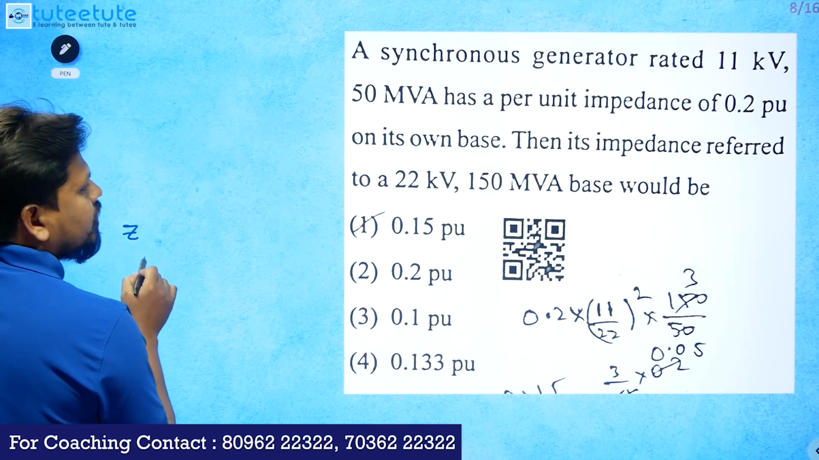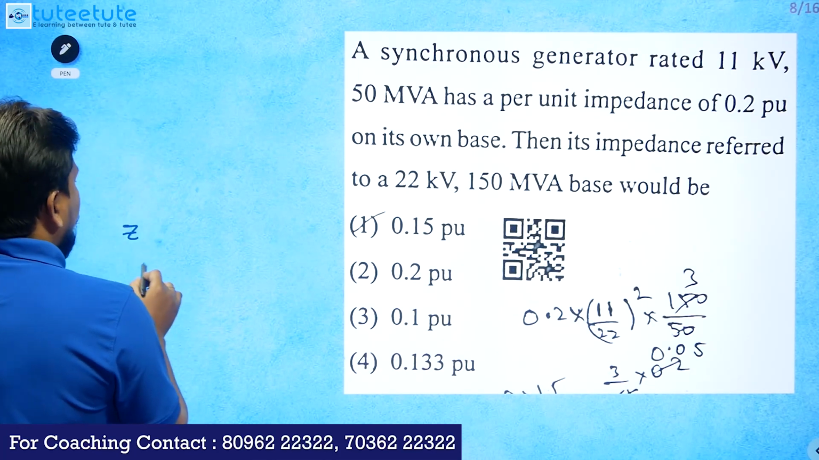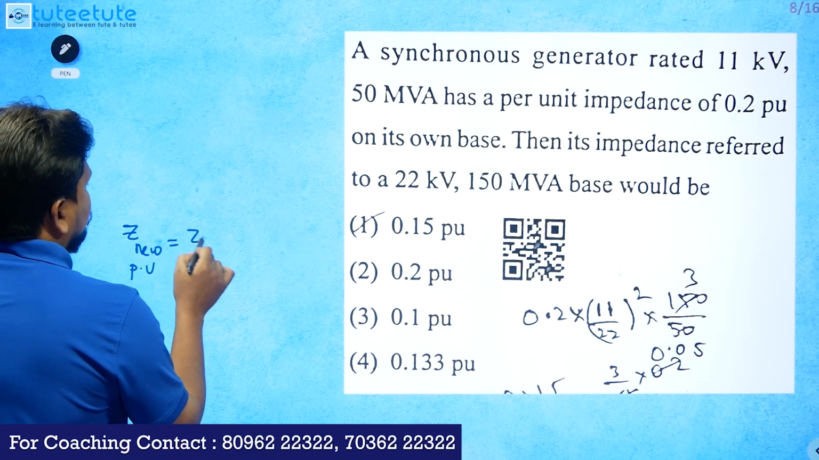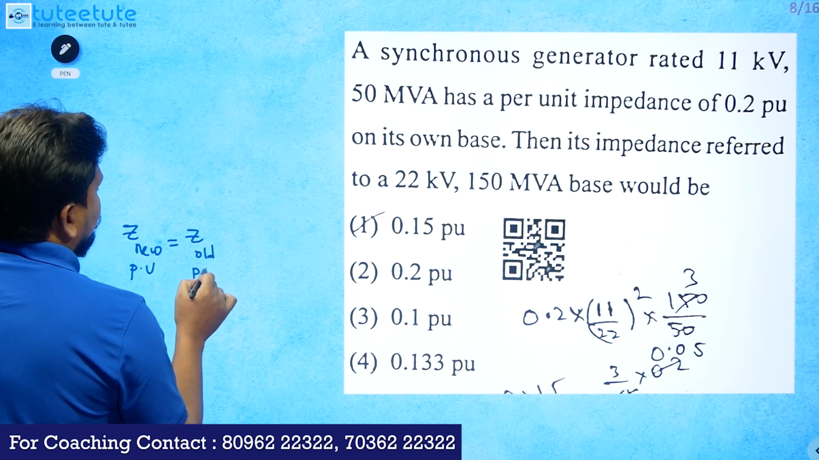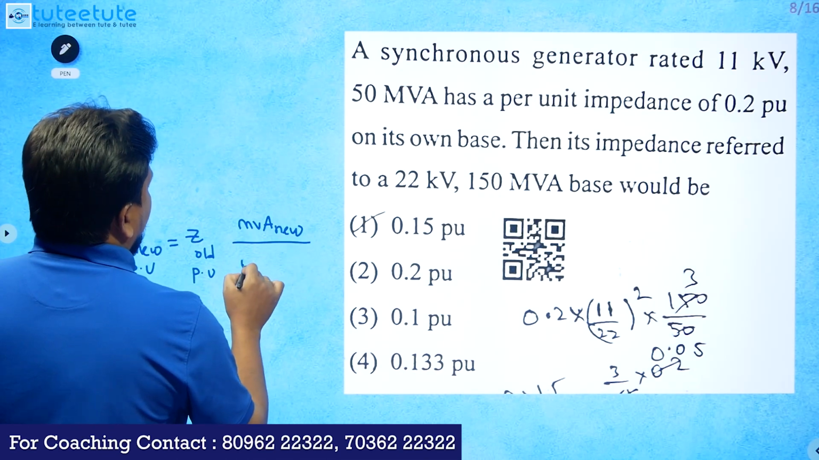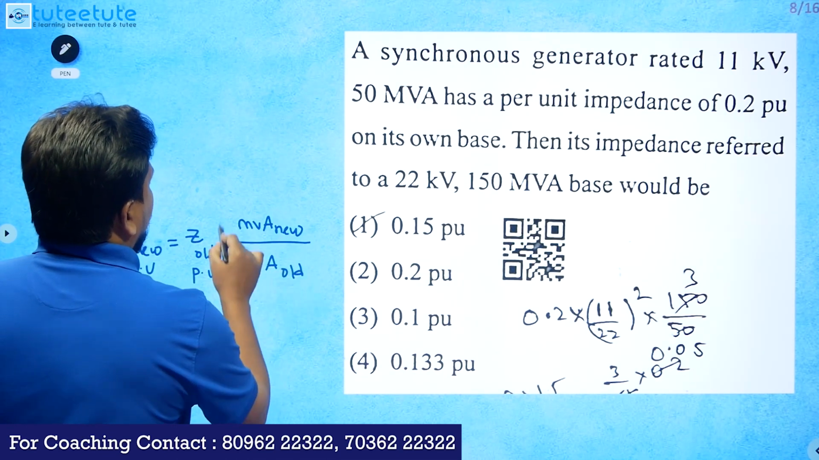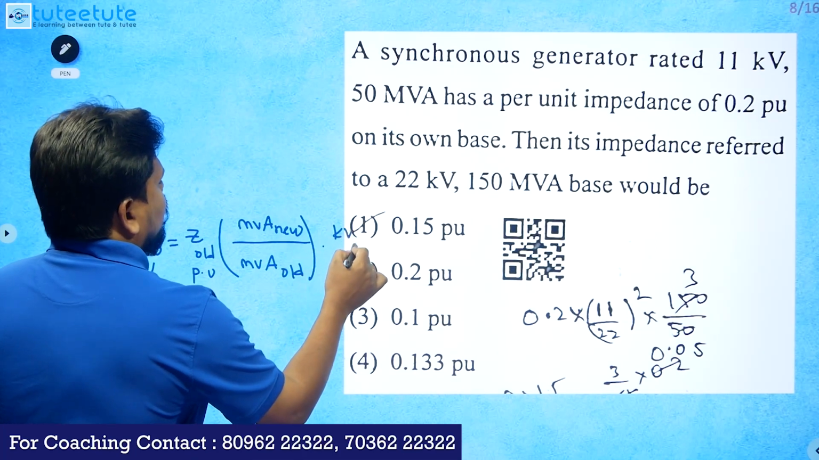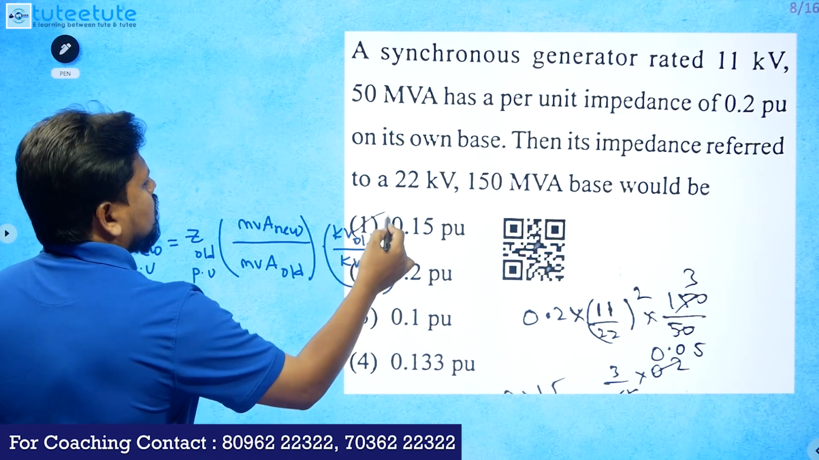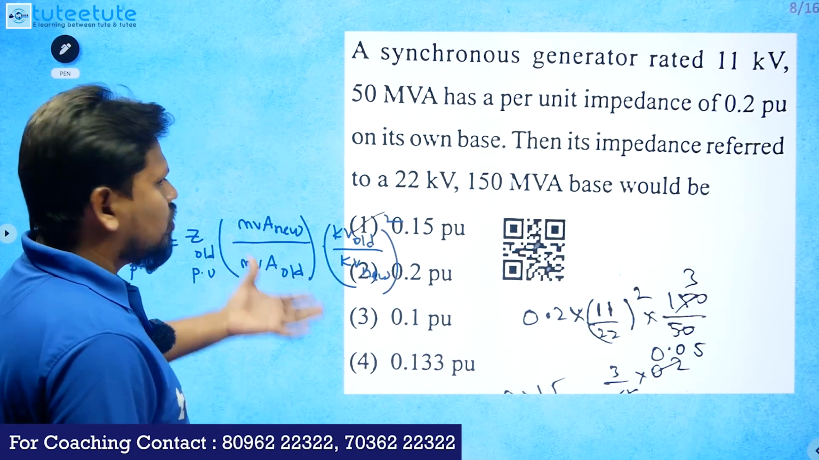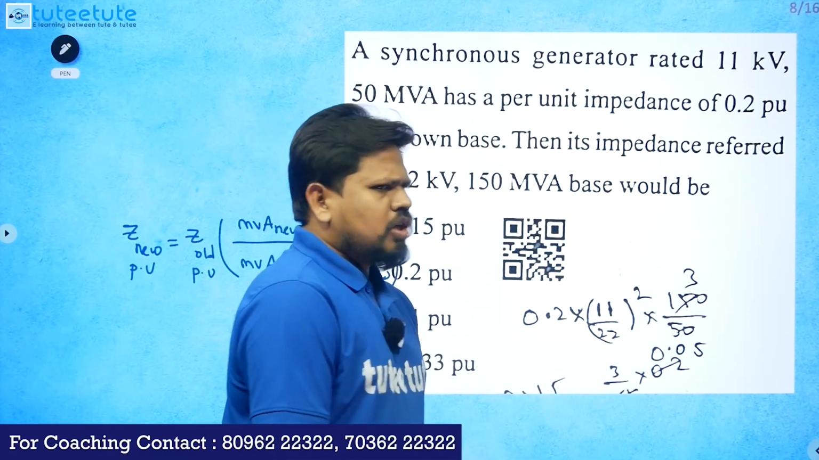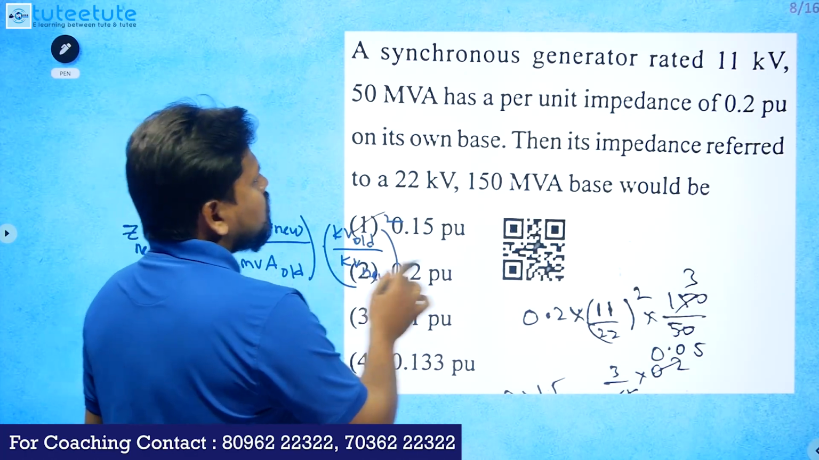So Z new, impedance only, right? So this is per unit impedance. Z new per unit is equal to Z old per unit into MVA new divided by MVA old, into KV old divided by KV new whole square, okay? So like this we have to solve. Don't need to write down these things in the examination, we need to get the answer. However, our student has done it the same way, just giving the old value, 0.2, okay?